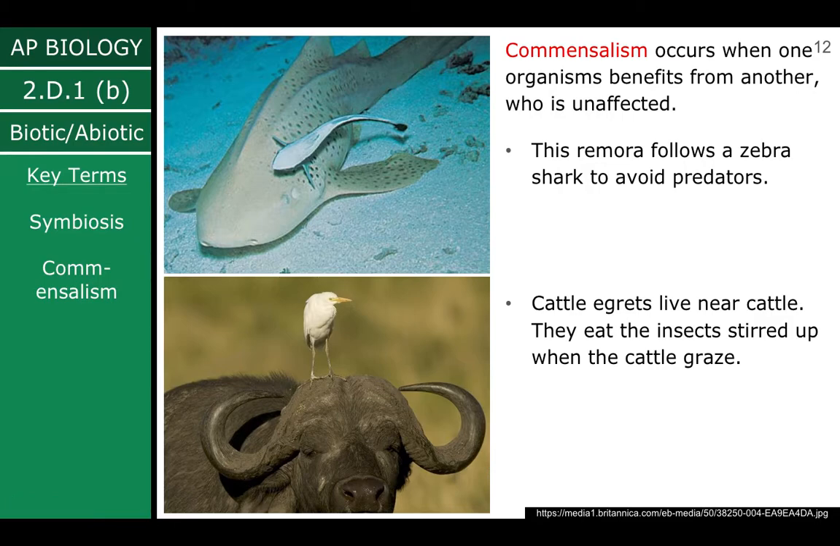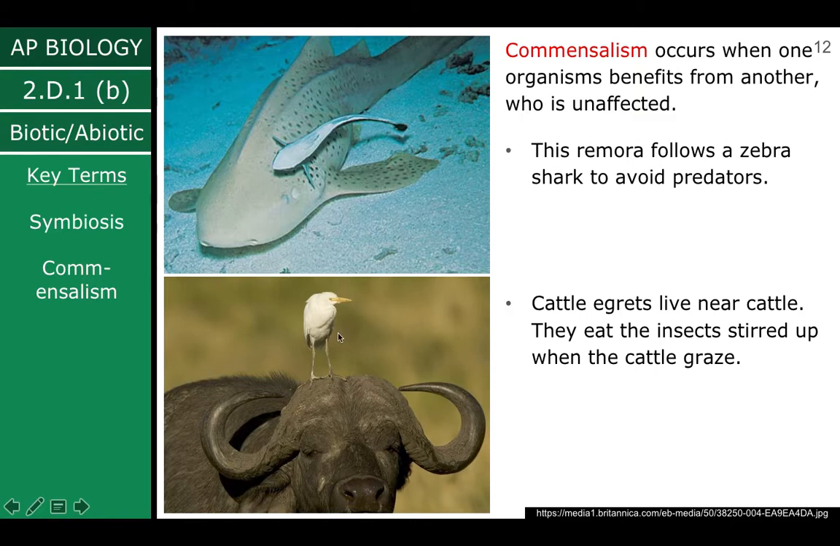Commensalism is when one organism benefits, specifically, and the other one is not affected at all. So in this example, we have the remora that follows around the zebra shark, because the zebra shark is helping the remora to avoid predators. So the shark is not affected by this whatsoever, but the remora is benefiting.